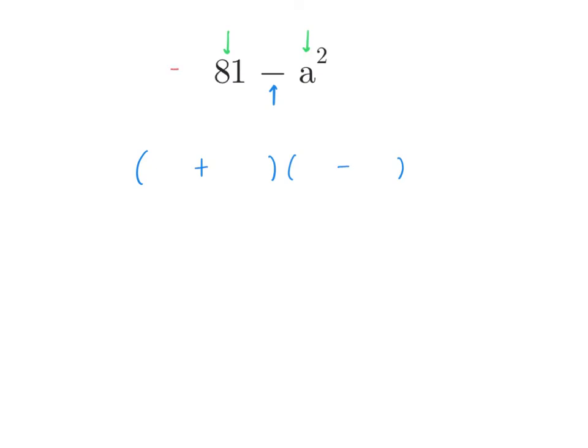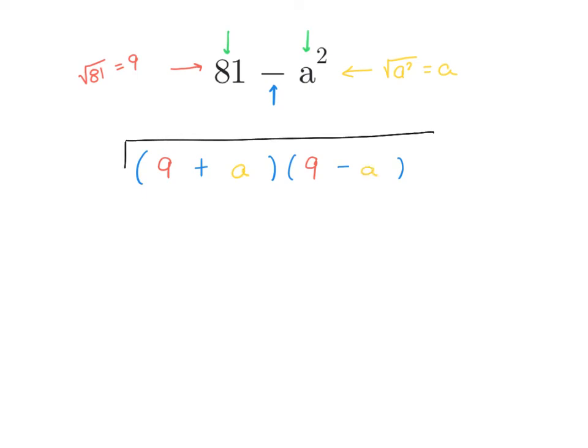And we're going to start again with 81. So the square root of 81 is 9. So they each get a 9. And then the square root of a squared is just a. So they each get an a. So this factors into 9 plus a times 9 minus a.